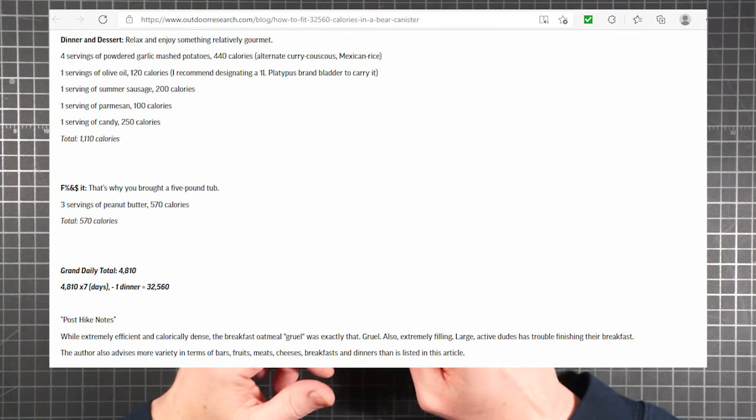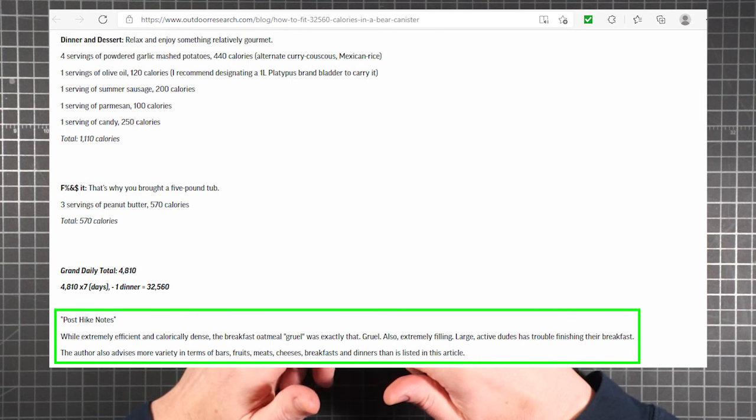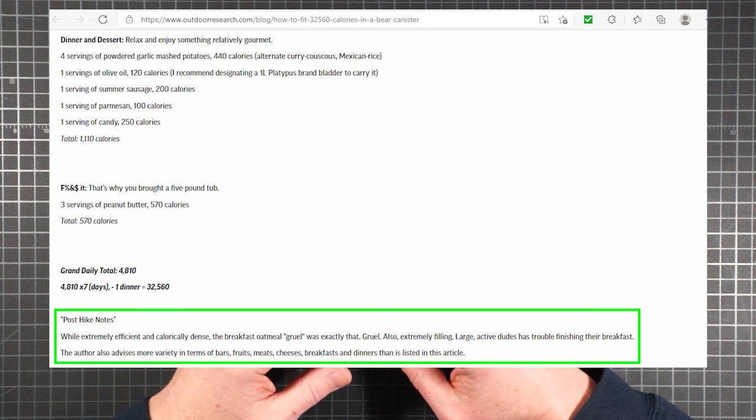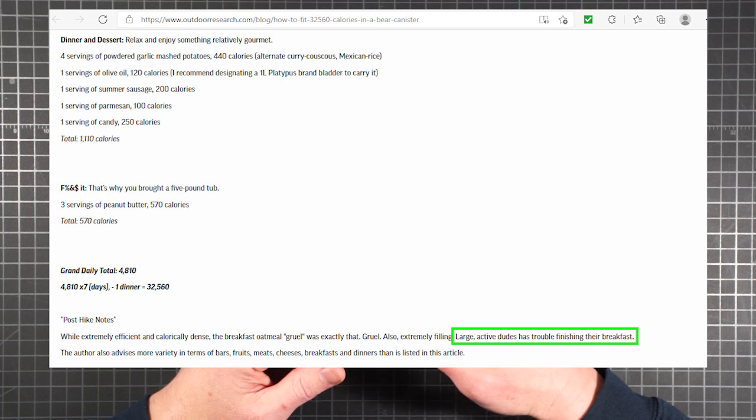What's interesting are the post-hike notes. Mr. Shaw confesses, while extremely efficient and calorically dense, that breakfast gruel was exactly that, gruel, by which he means to say it was tough to eat. In fact, he adds that large active dudes had trouble finishing it.